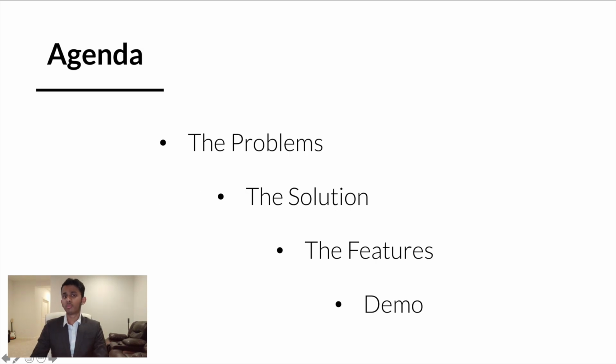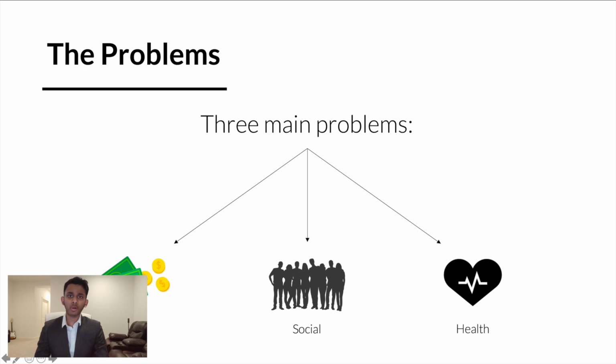Today's agenda. We're going to go over the problems that have been posed by the pandemic, we're going to go over our solution, the features for the app, and I'll be showing you a quick demo at the end. The problems. There are three main problems because of the pandemic: economic problems, social problems, and health problems.